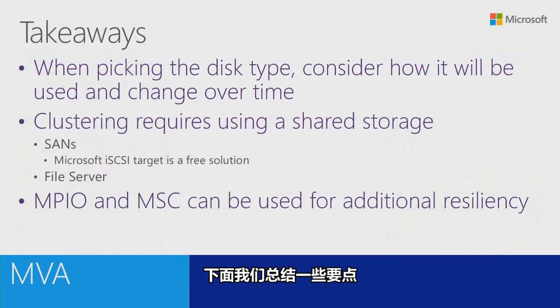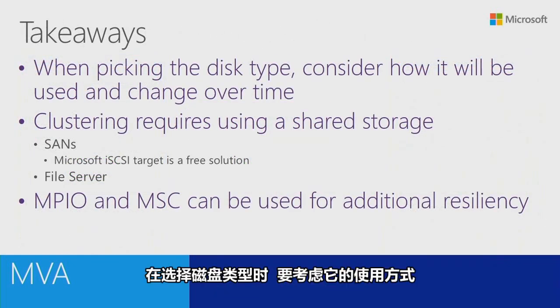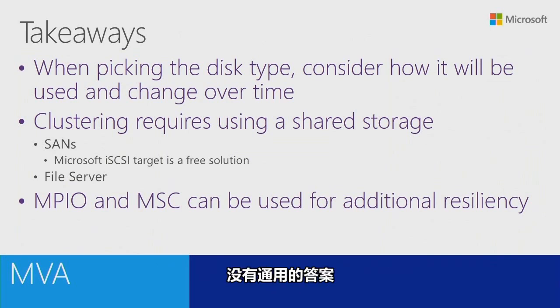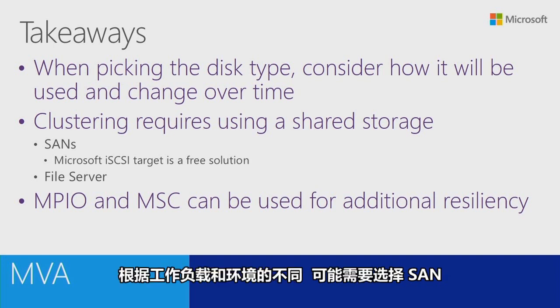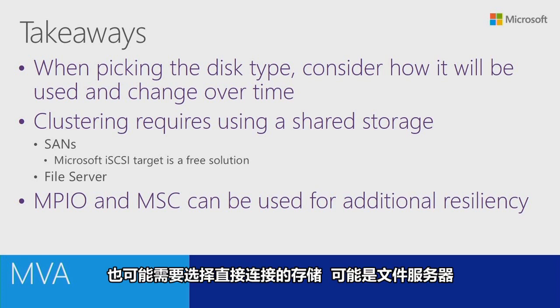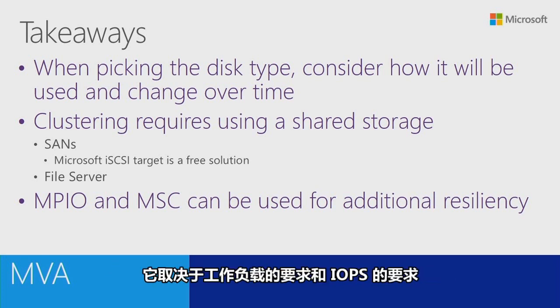So, a number of takeaways. When you think about picking your disk type, think about how it's going to be used. There's not a one-size-fits-all answer. I know lots of people come in and say the answer to everything is SAN. Well, it could be, depending on what the workload is and what the environment is. Or maybe some direct attached storage, maybe the file server. It really comes down to understanding the workloads, understanding the IOPS, and making sure that your storage can deliver those IOPS.